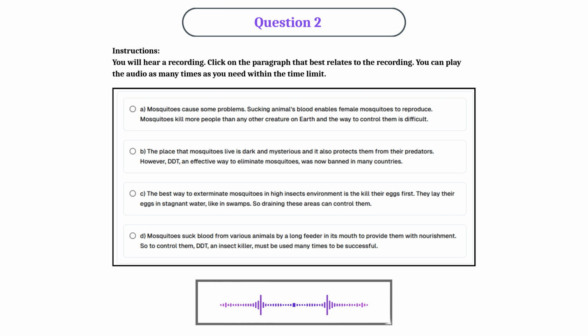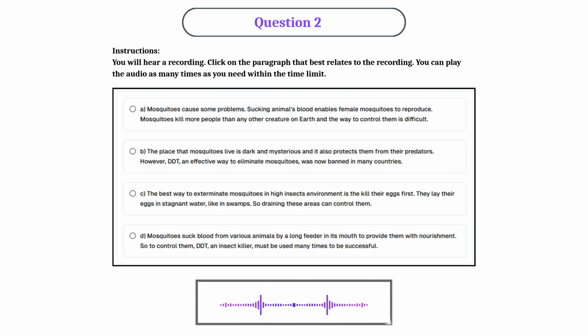Interestingly, only females suck blood. The blood they get enables them to reproduce. How so? Proteins in the blood they suck help them produce the eggs they lay. So they don't use the blood as food. For food, both female and male mosquitoes usually eat nectar from plants.